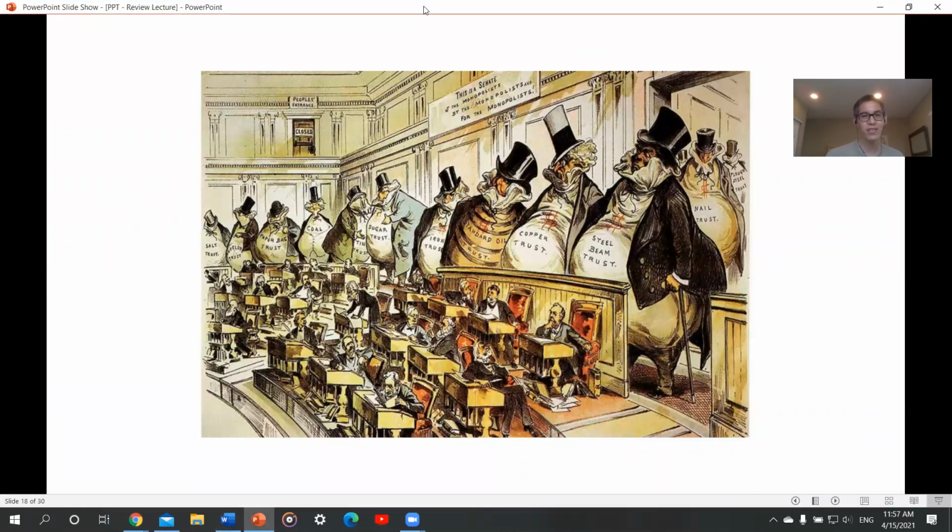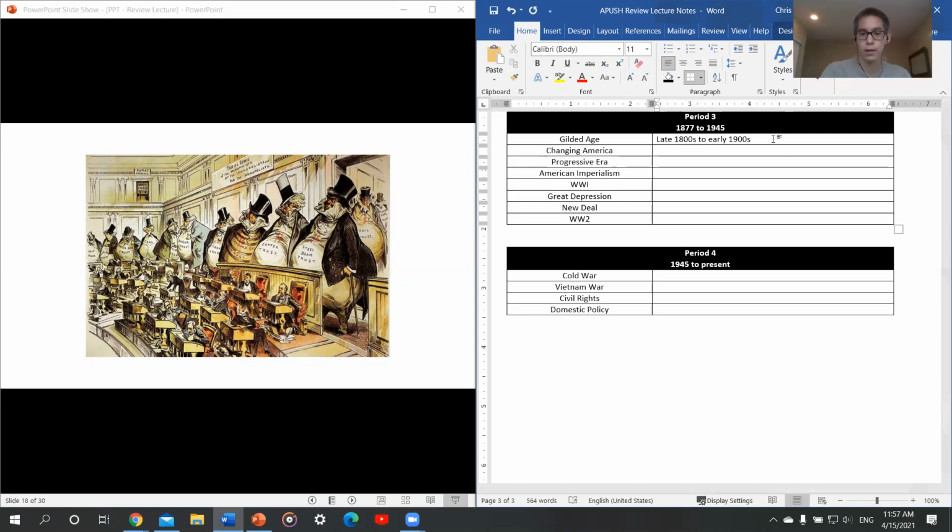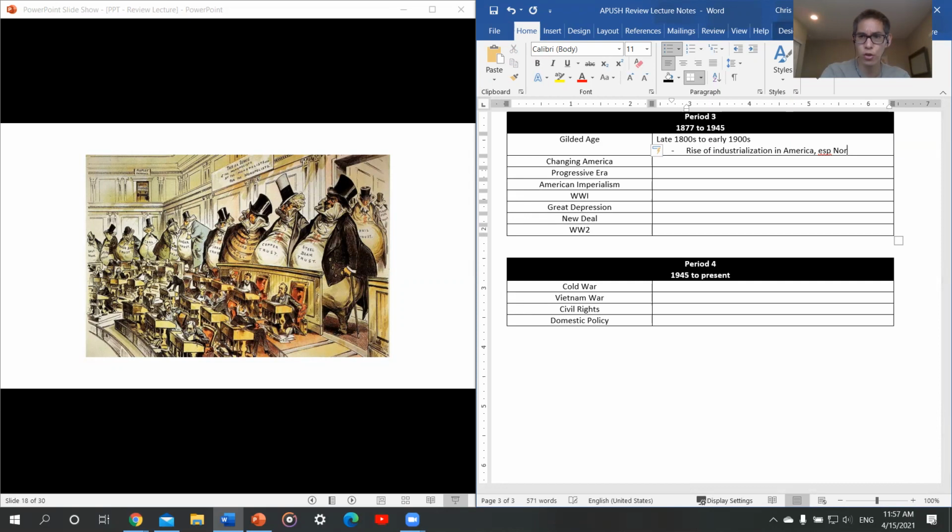Starting with the Gilded Age. The Gilded Age is the time period in the late 1800s, perhaps up until 1914, that sees the rise of industrialization in America, especially in the North and the Midwest, I would say.